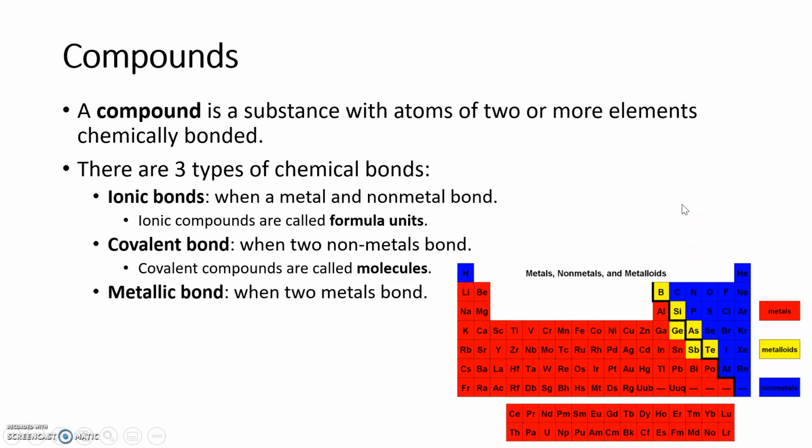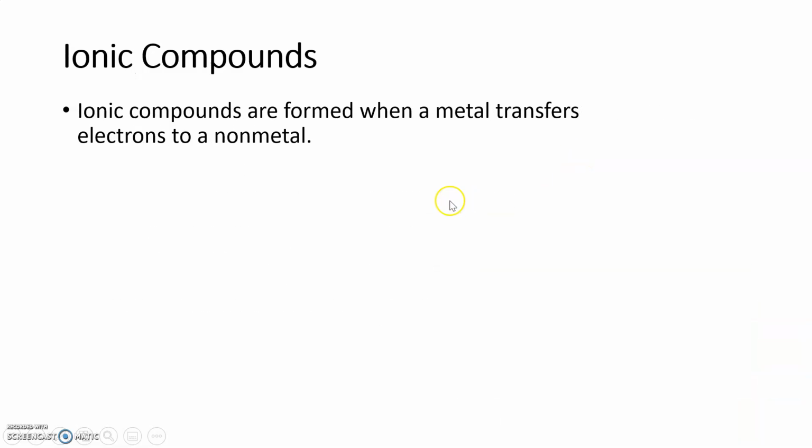And then finally, a metallic bond. This is when you have two metals that bond together. We won't work much with them this year, just with our time constraints and whatnot, but metallic bonds are called alloys. So when you have two metals bond, it is a metallic bond, and we call those alloys.